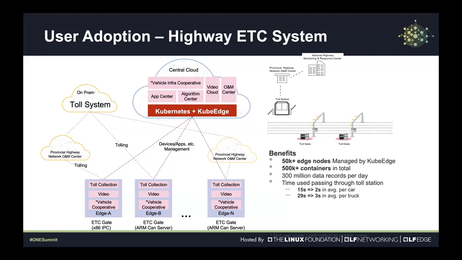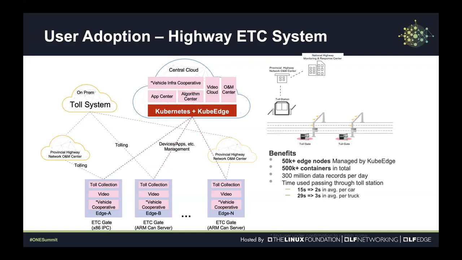So with this system, it's easy for the application developer to deploy a new application from the cloud to the edge. And also we transfer edge data back to the cloud. It includes taking a picture of a license plate and doing the transaction to charge the toll.